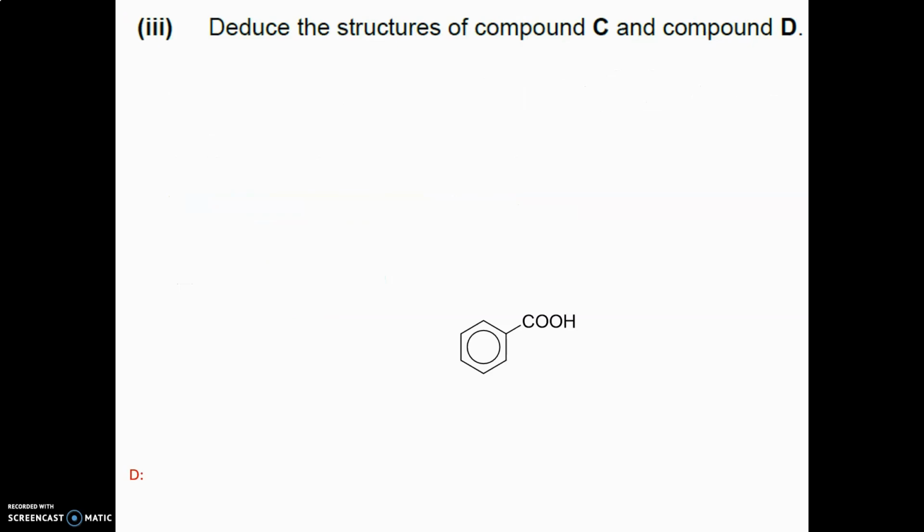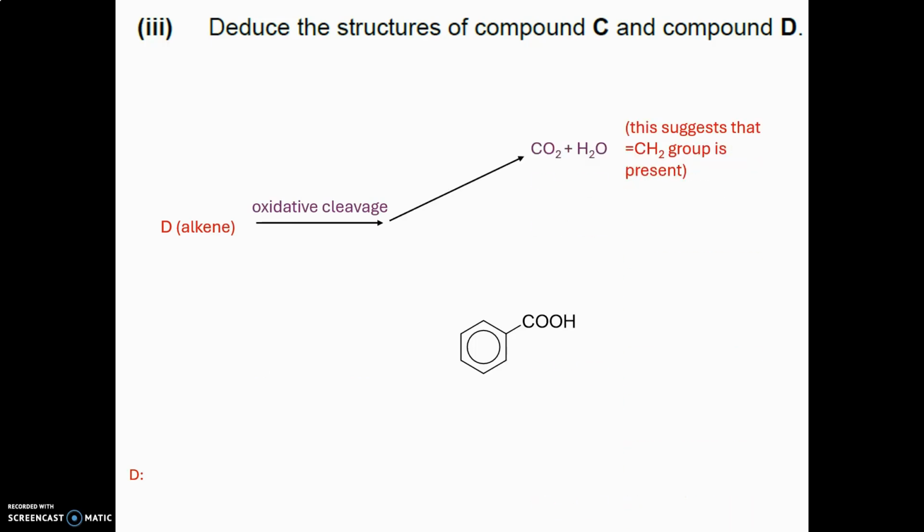Okay, part 3, deduce the structures of C and D. So this one is very similar to one of the tutorial questions, where you have to piece back the original structure of the alkene based on the products. So we know that D is an alkene, and after oxidative cleavage, it forms CO2 and H2O. And this tells us that a CH2 group is present in the original alkene.